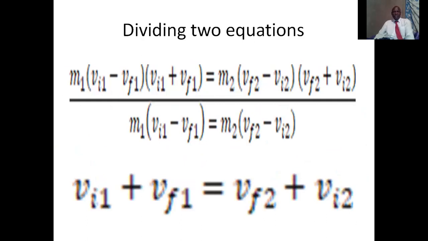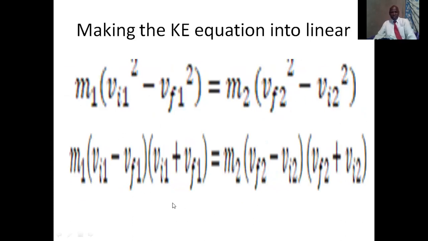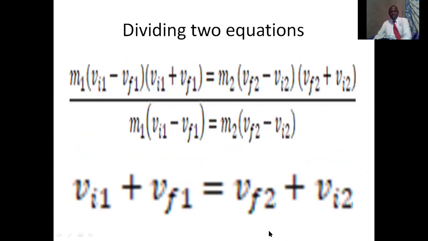And therefore, you can now divide the two equations. The one for kinetic energy, you divide it with equation 1 for momentum. So we had this equation here, then you divide it with this equation for equation number 1. And you note that here, mass 1 is going to cancel mass 1. Mass 2 will cancel this one. This one is similar to that one, they have cancelled. This one is similar to this one, they have cancelled. And what you are going to remain with is the initial velocity plus final velocity, which is equal to the final velocity for object number 2 plus the initial velocity for object number 2.